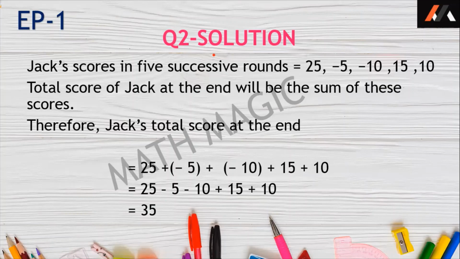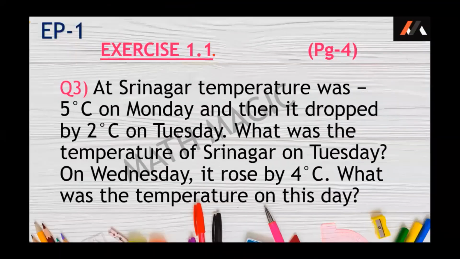25 minus 5 is 20. 20 minus 10 is 10. 10 plus 15 is 35. Therefore, Jack's total score at the end will be 35 points.